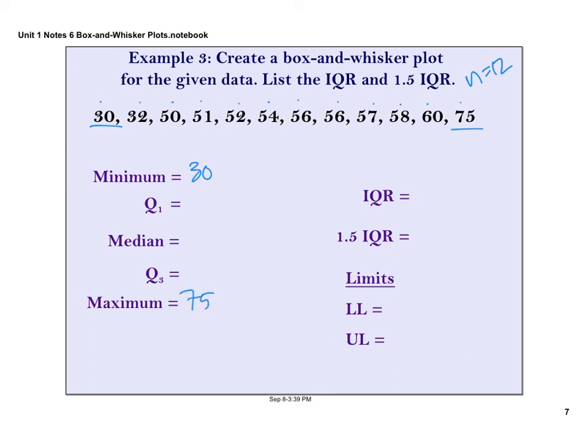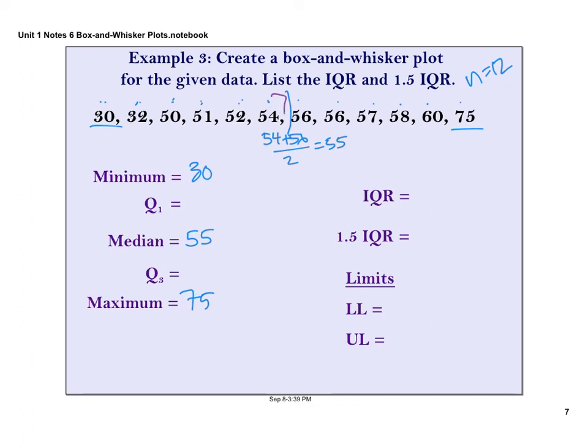And then let's count to the middle here. It's going to be between the 6th and the 7th. So 1, 2, 3, 4, 5, 6, and 7. Your median is right here. That's 54 plus 56 divided by 2, which is going to be 55. So there's my median. So then let's do the quartiles.